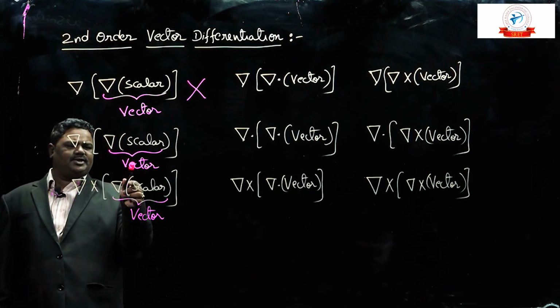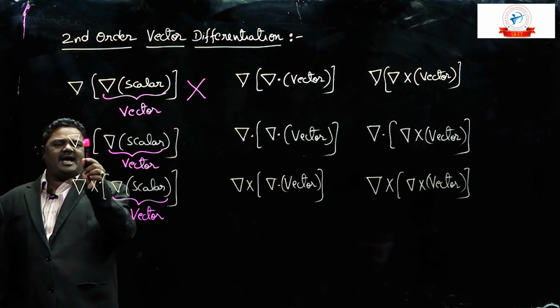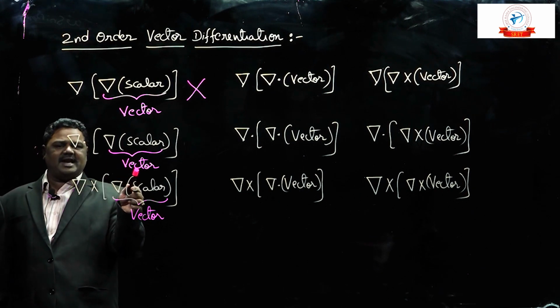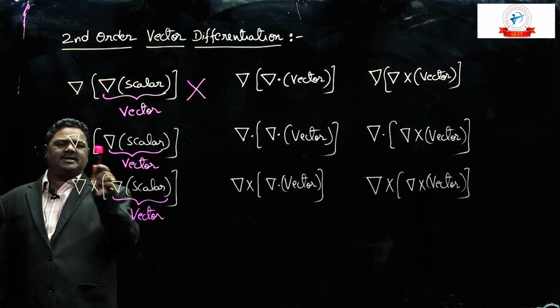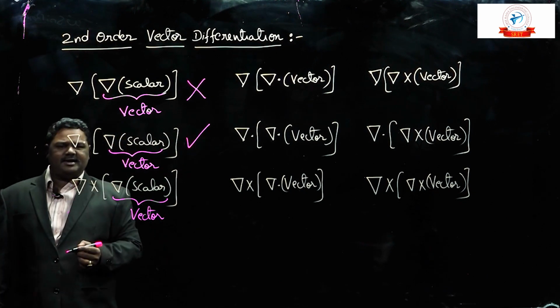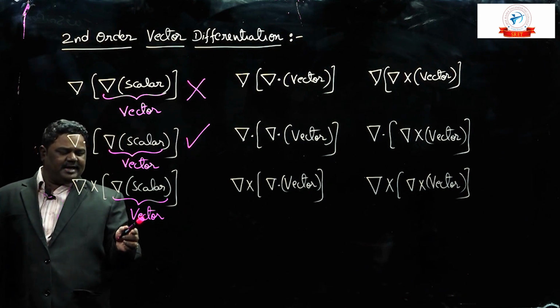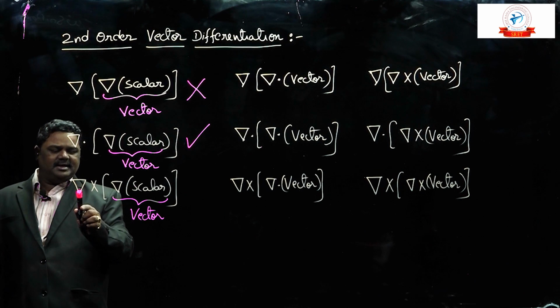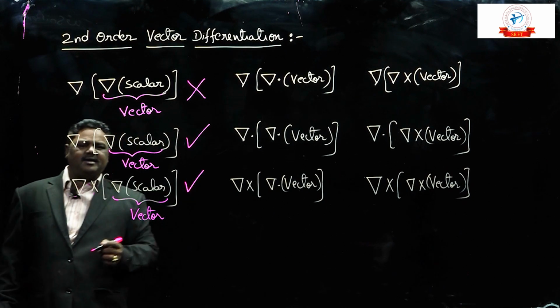Next, here it is a vector and we are applying divergence on a vector. Divergence is applicable on vectors, so it is valid. Or we can say that dot product is applicable between 2 vectors: del is one vector, there is another vector, and we can apply dot product between them. So this is a valid second order differentiation. Next one, here there is a vector quantity, and on it we are applying the curl operation, or cross product between two vectors. So this is also a valid second order differentiation.